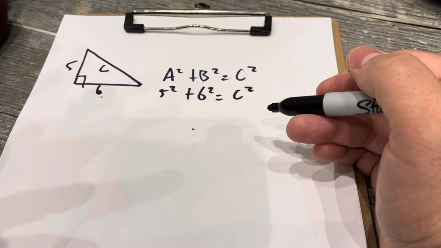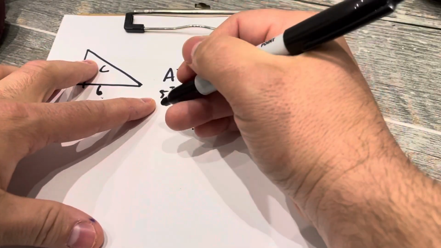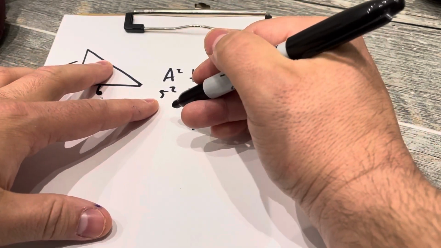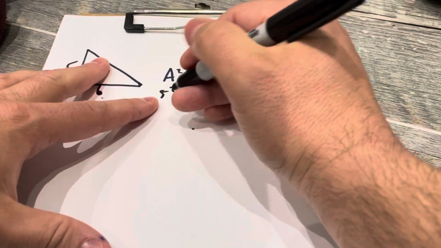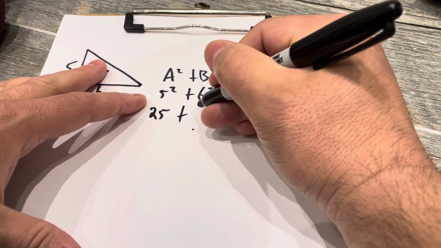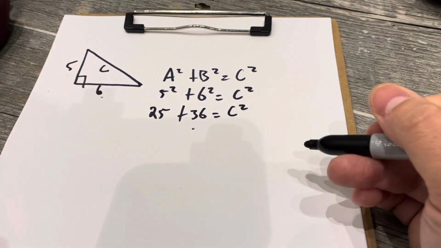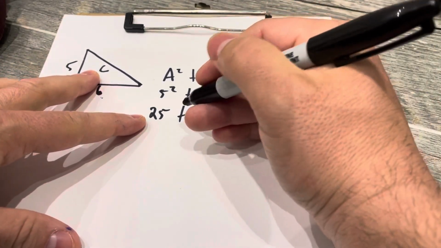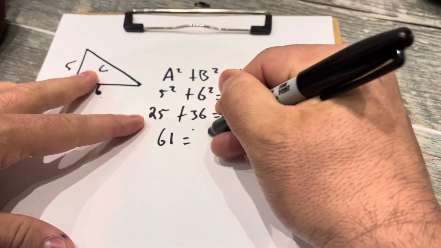So let's just go and solve. It's not that hard. 5 squared is going to be 5 times 5. 5 to the exponent 2 will make it easy, because when you have the exponent 2, it's called squared. So 5 squared is 5 times 5, which is 25, plus 6 squared, which is 6 times 6, is 36, equals c squared, as we don't know what c squared is yet. Okay, let's add up 25 and 36 together. 25 plus 36 is going to give us 61, which is equal to c squared.